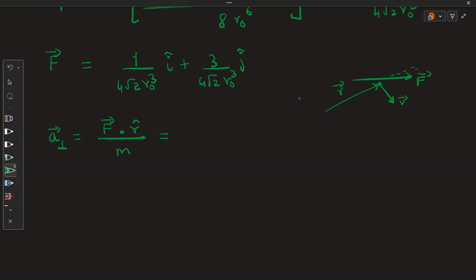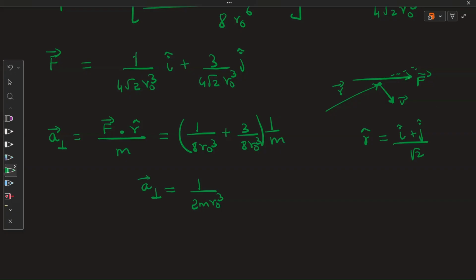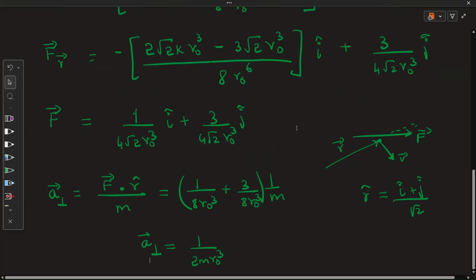Now what is r cap? So r cap is nothing but i cap plus j cap by root 2 over here. So 1 by 8 r naught cube plus 3 by 8 r naught cube multiplied by 1 by m. So what I get is 1 by 2m into r naught cube. This is acceleration in perpendicular direction. Similarly, we have to take the cross product of r cap and F vector to obtain the acceleration along the direction of velocity. That's it.